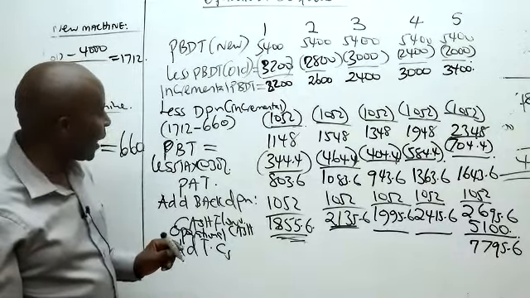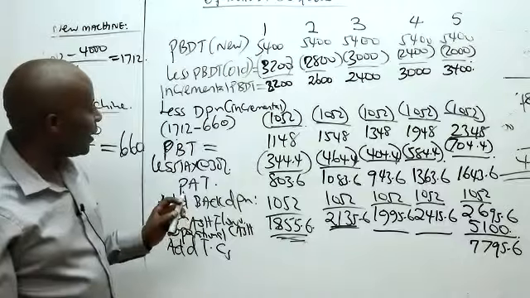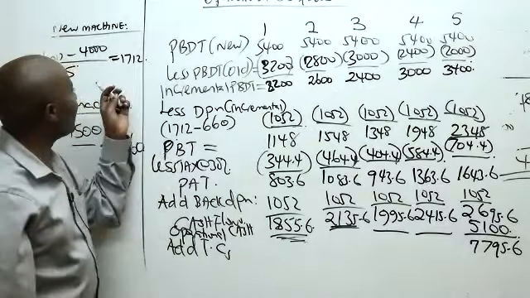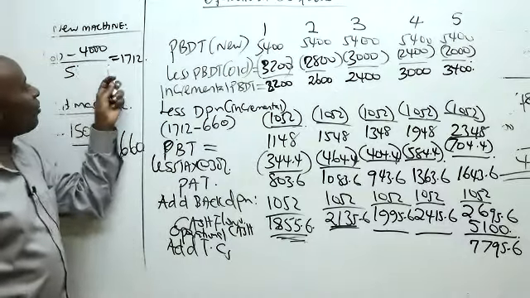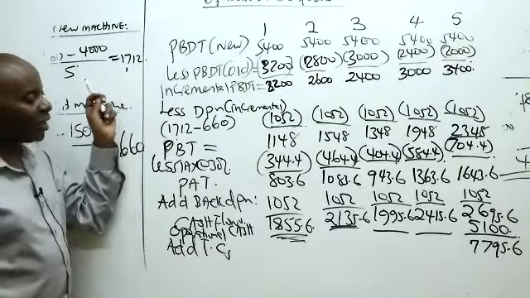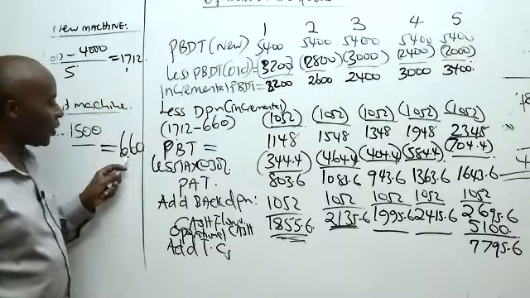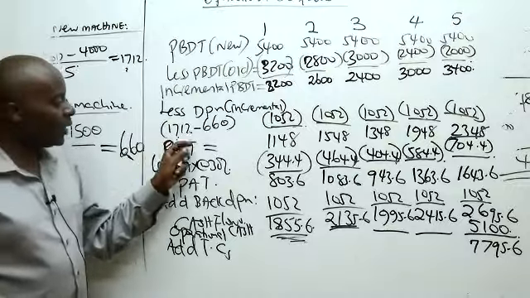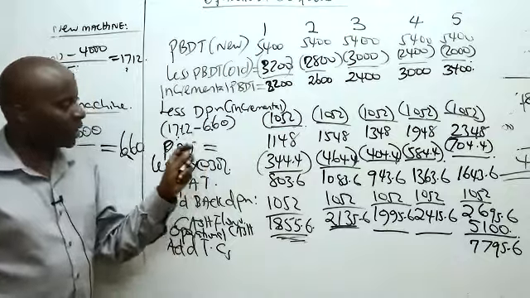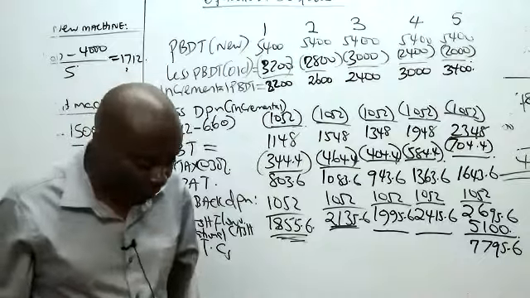How we got 1052? So remember we calculated the depreciation of the new machine, 1712. And then we have depreciation of the old machine, 660. The difference between this and this is what gives us 1052.